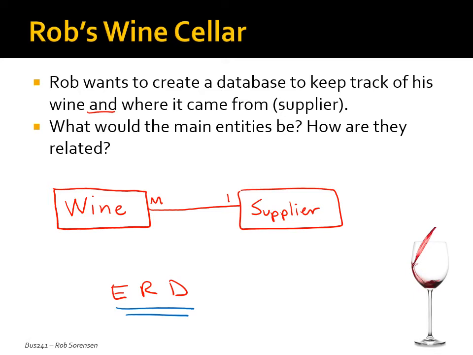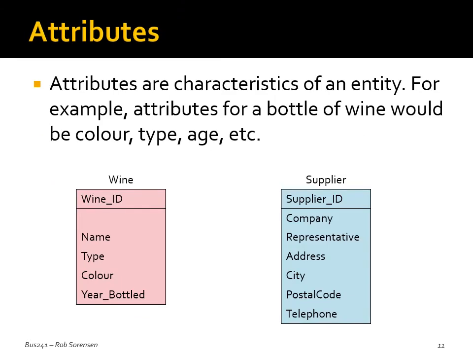And to go a step further, I'm going to say, well, what fields or what attributes would be in each of these? So it's almost like I have a little drop-down arrow. I click and it opens up and I say, oh, here's all my different fields. Well, if I do that, I'm into something called a table map. All right. And it looks a little bit like this. So I've taken wine and supplier and I've expanded them out.